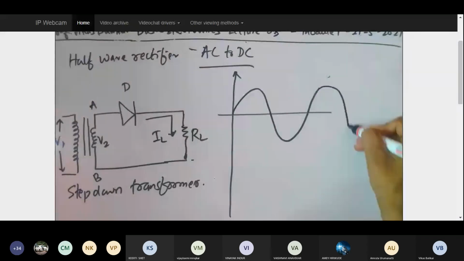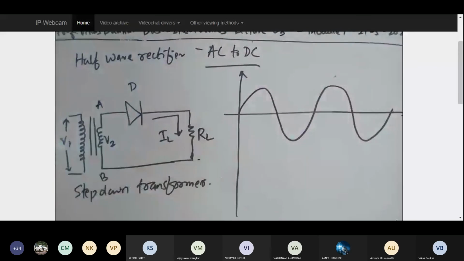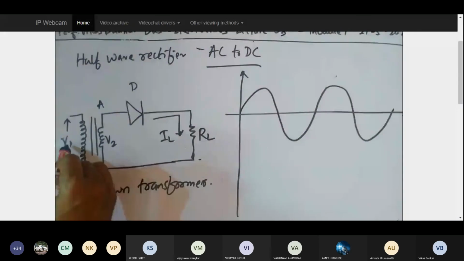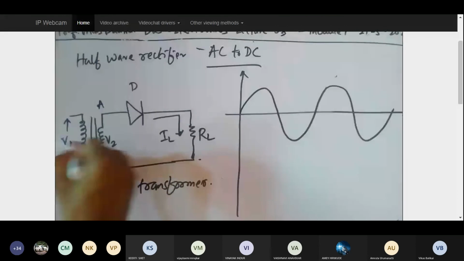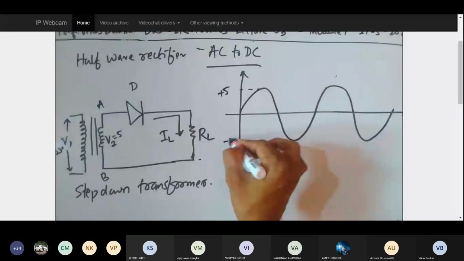Where does the input voltage come from? Here, at the V1. So at V1 there will be some voltage that will be coming through the AC setup. This voltage steps down through a step-down transformer. Let's say if it is 230 volts, it will be stepped down to 5 volt. So this amplitude will be plus 5 and minus 5.